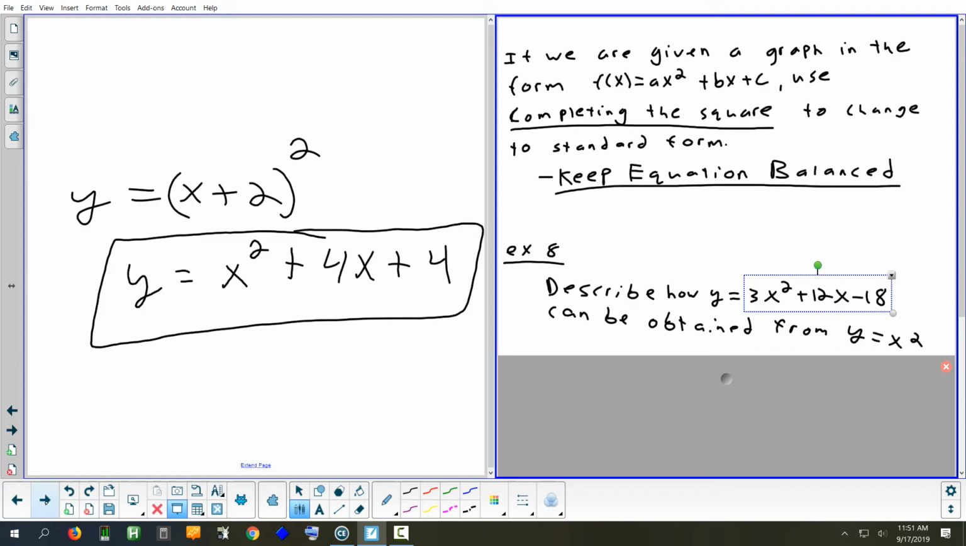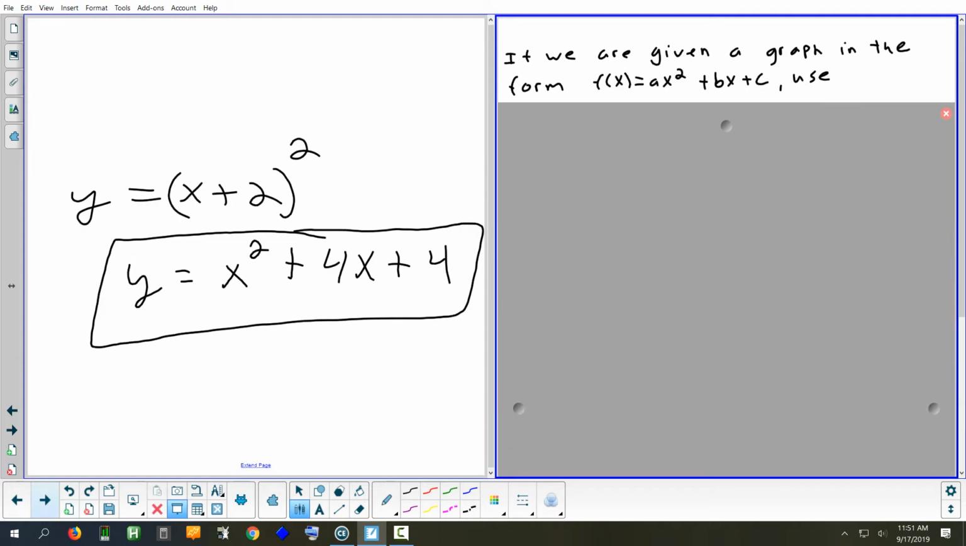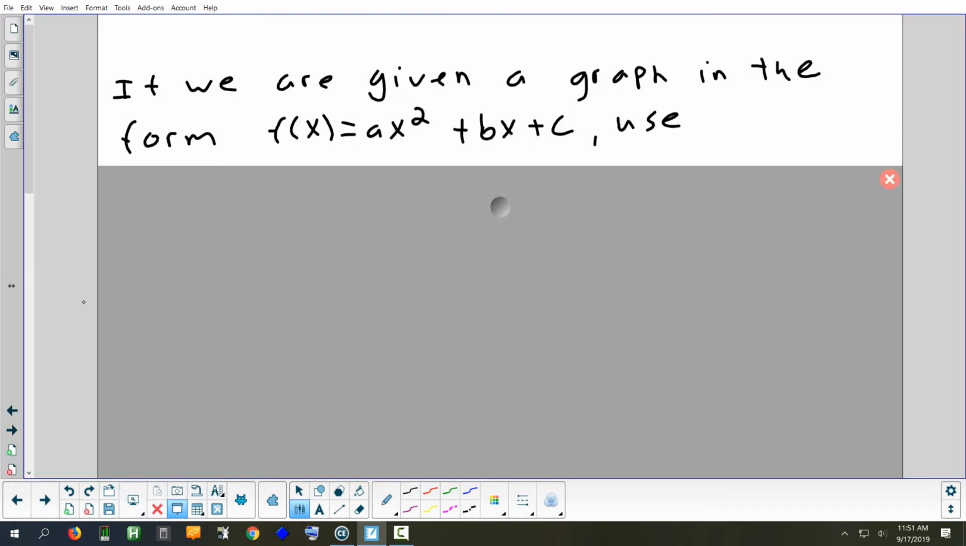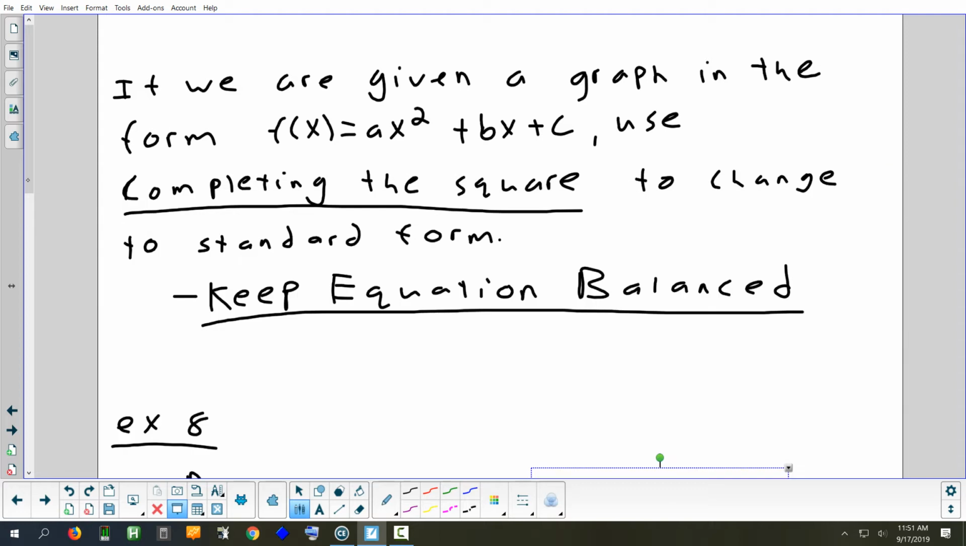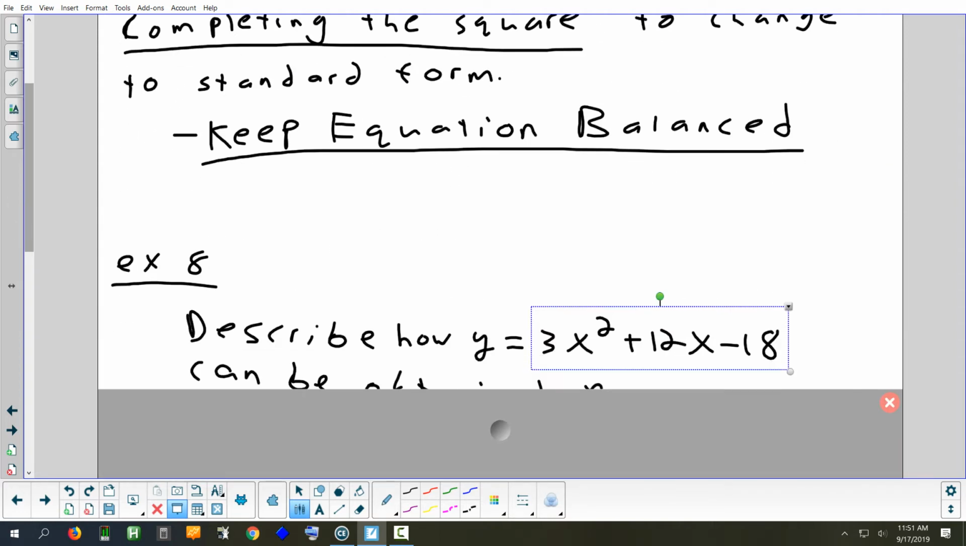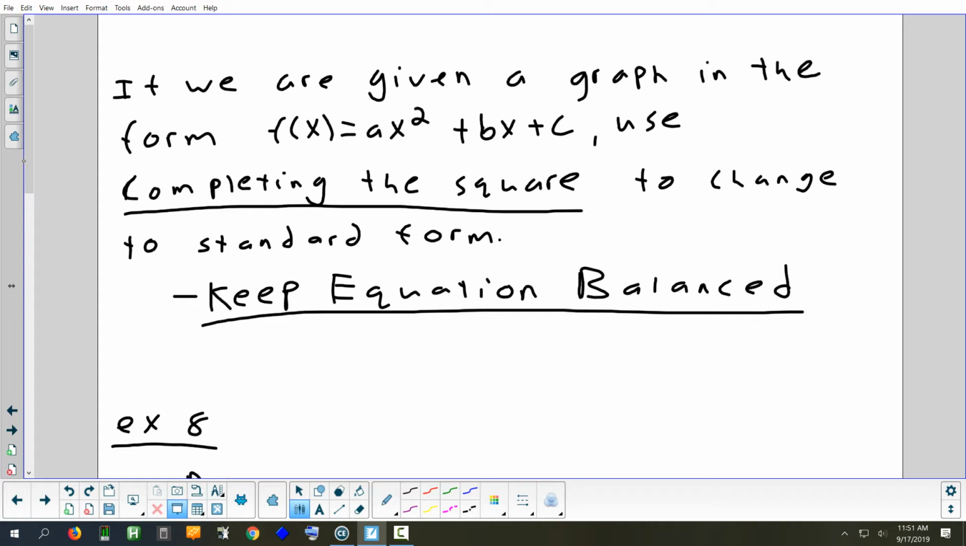So if you are given a problem where it's been all FOILed out, and it looks like something x squared plus something x plus a number, like example 8 we're going to do, this is no good. You can't tell your horizontal shift and your vertical shift. The only thing you can really tell by looking at that is the vertical stretch by a factor of 3. I don't know anything else just looking at it quickly. So if it's been FOILed out, how do we reverse it? We have to complete the square.